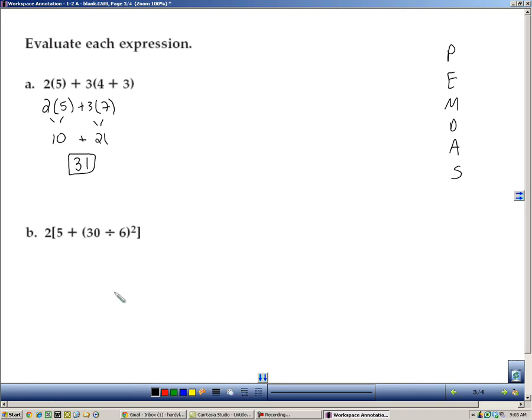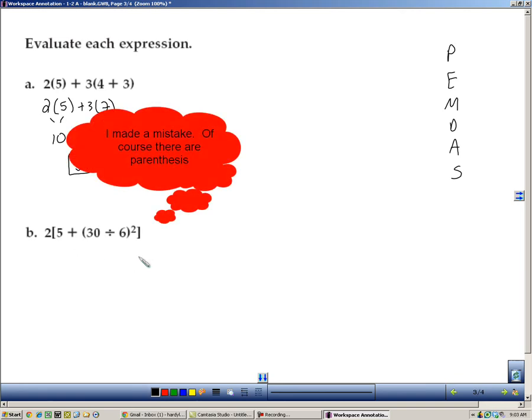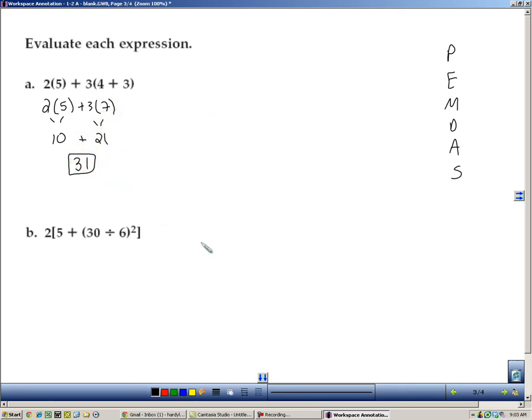Our next example, there are no parentheses, but there are brackets, and brackets do fall under this grouping symbol heading, so we include them in the P step, or the parentheses step. Now there are also other parentheses inside. When that's the case, you work inside out, and you do whatever's inside of the inside parentheses first. So we're going to do 30 divided by 6 because they're being grouped, which gives us a 5.